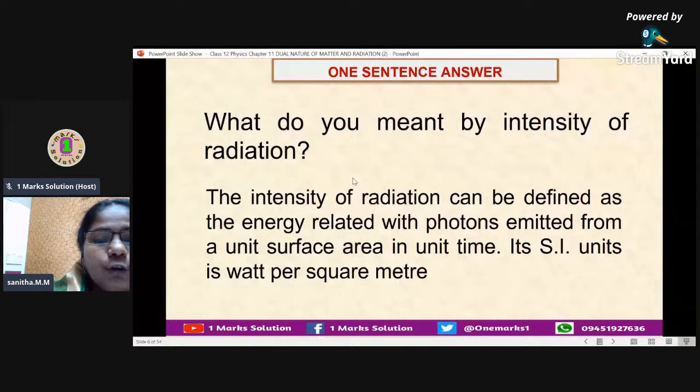That is the number of photons. Photons are packets of energy, per unit area, per unit time. And its SI unit is watts per square meter. That means joule per second per meter squared. Joule per second we can call watt, so it is watt per square meter. Usually students make a mistake with the unit of the intensity of radiation, so you have to note it.